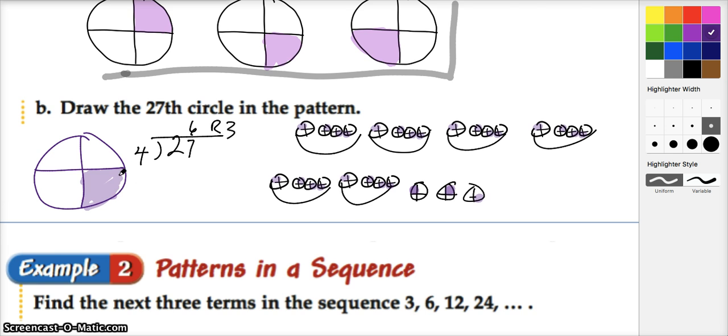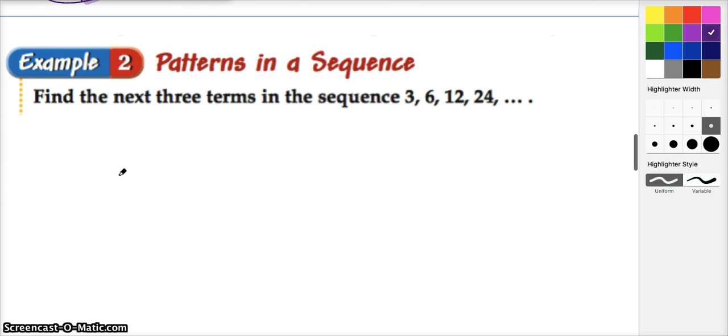All right, so looking at example 2, we're looking at patterns in a sequence. So here, instead of dealing with shapes, we're dealing with an actual sequence of numbers, and we talked about sequences in the last section. Here we're going to find the next 3 terms in the sequence. So we have 3 to 6, 6 to 12, 12 to 24.